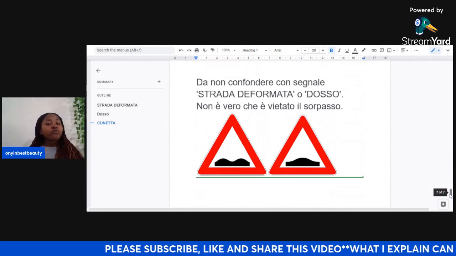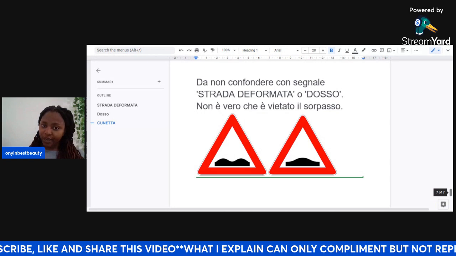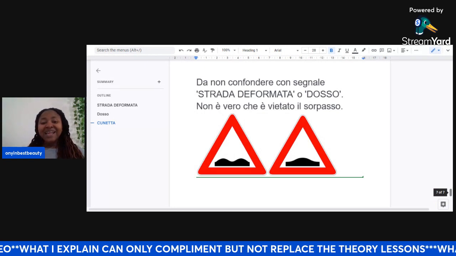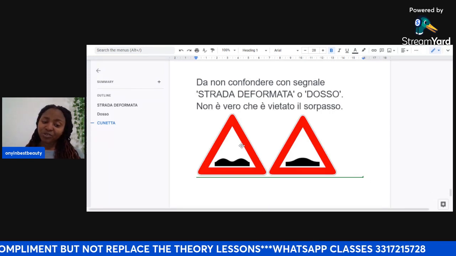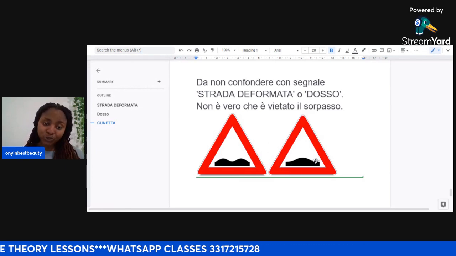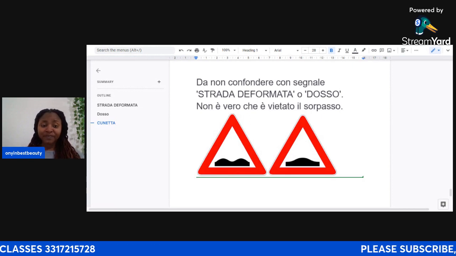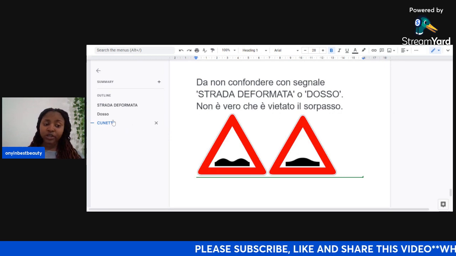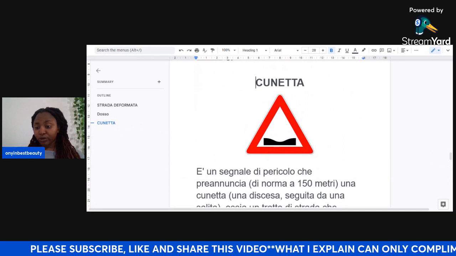Now, it says da non confondere con segnale strada di fermata o dorso. Non è vero che è vietato il sorpasso. Now, it said don't confuse cuneta with strada deformata, which is this one, and do not confuse cuneta with this one, which is the dorso. Don't confuse them. That's why you have to know them. Non è vero che è vietato il sorpasso. Now, in cuneta, it is not true that you cannot do sorpasso. In this cuneta, it is not true that you cannot do sorpasso.